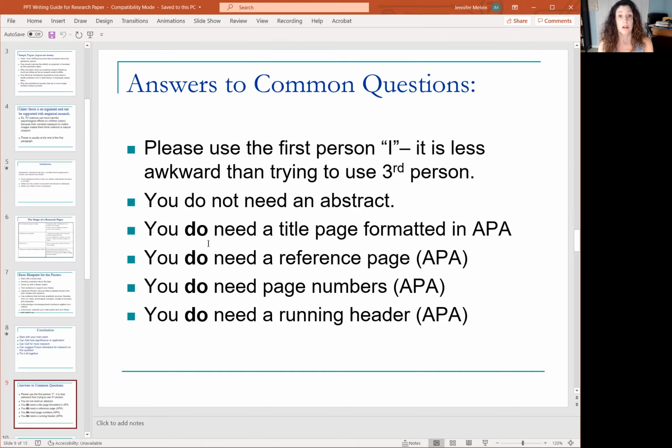So it's really important you hear me on this. Where it says you do need a reference page, every reference on there must have a citation in the paper that goes with it. Okay, you can't just throw something on your reference page and say you used it and not show where you used it.